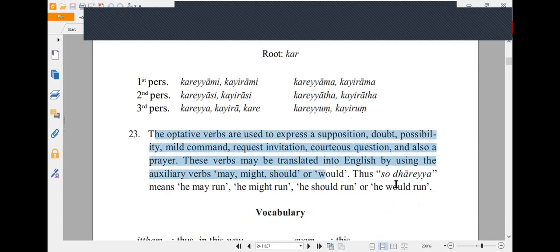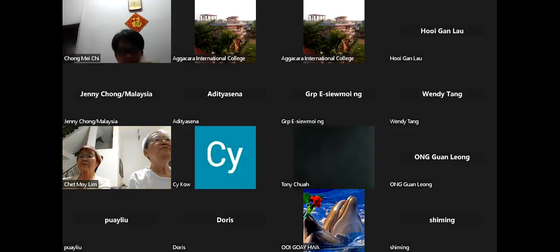Alright, 23. The optative words express a supposition, doubt, possibility, mild command, request, invitation, courteous question, and also a prayer. These words may be translated into English by using the accessory verbs may, might, should, would. So dhaveyya means he may run, he might run, she should run, he would run. All right. Now I go back to that changing.